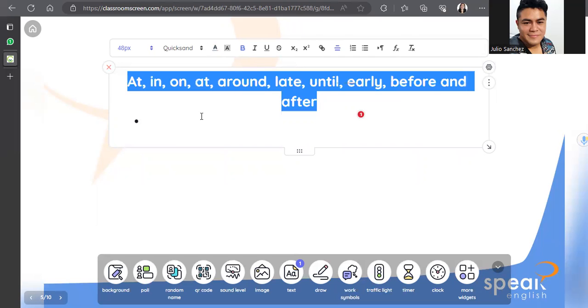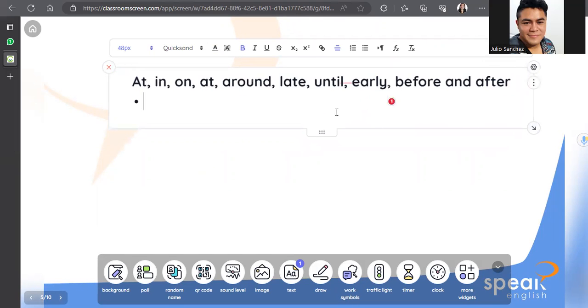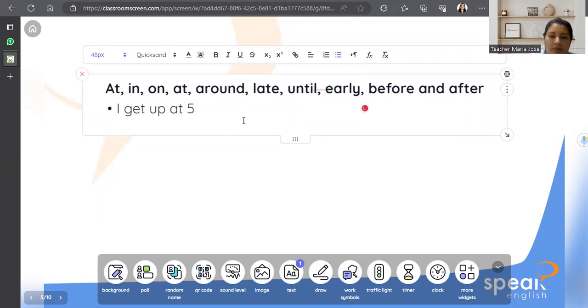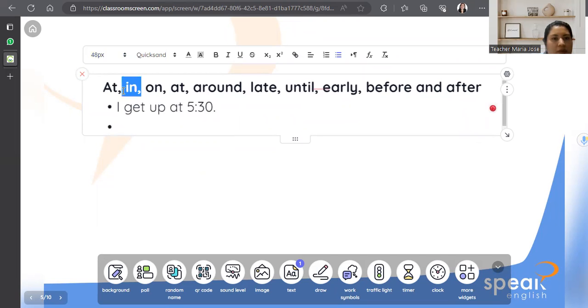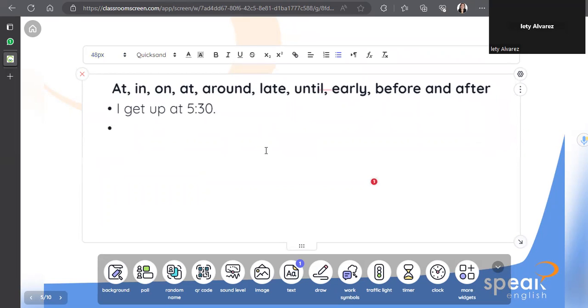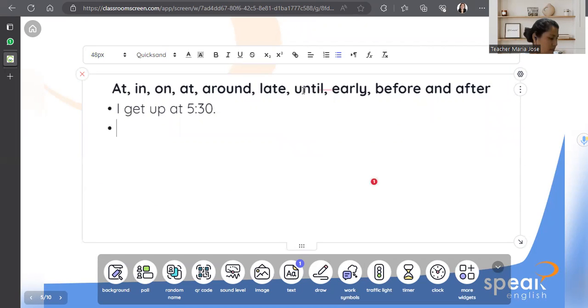I get up at 5:13. Okay. Letty, one example using in. Remember that all of them are about time, all of them. My birthday is in September. Okay.